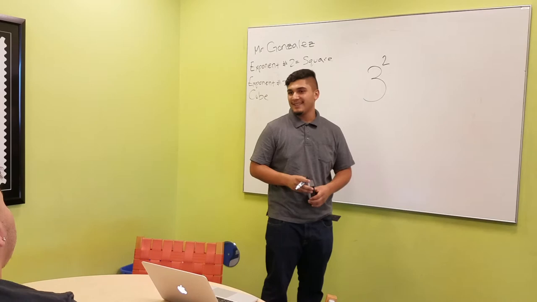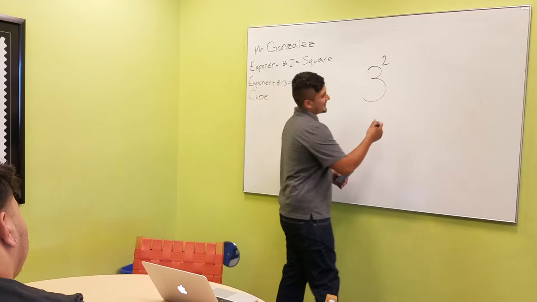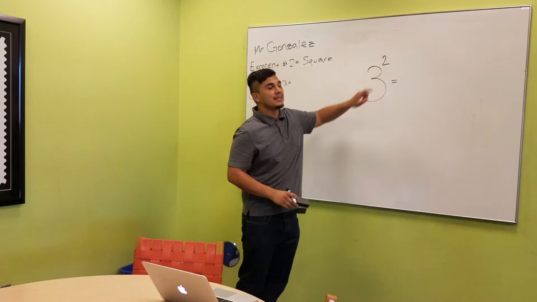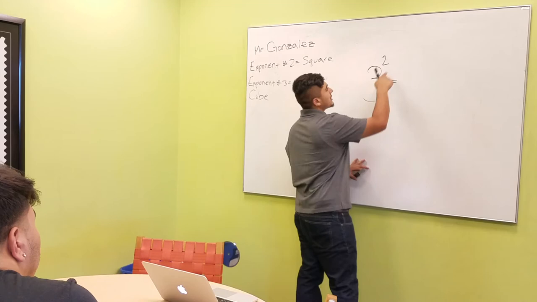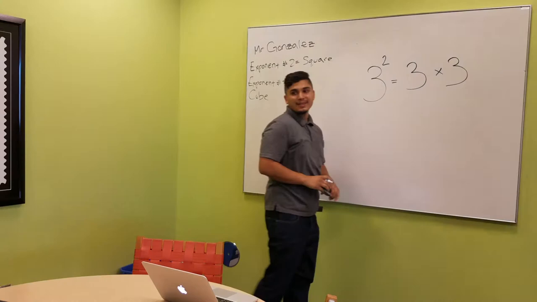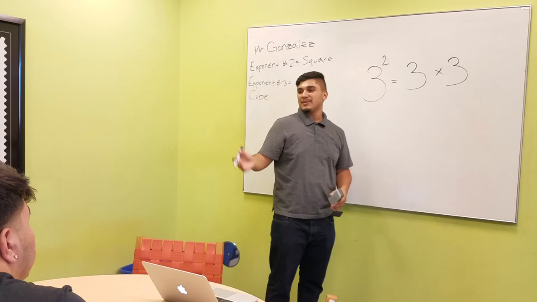Does it mean 3 times 2? No, it does not mean 3 times 2. So this exponent is going to tell us how many times we're going to multiply this number by itself. So this right here is saying we're going to multiply 3 times itself 2 times. So this is what it's going to look like. 3 to the power of 2 is equal to 3 times 3. That's the same thing. So 3 to the power of 2 is 3 times 3. So what's 3 times 3?